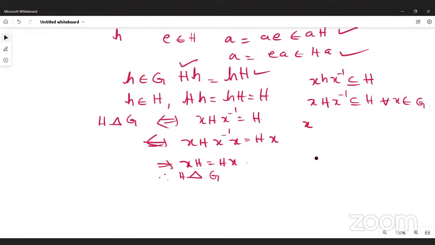Therefore, H is normal in G means every left coset is also a right coset.